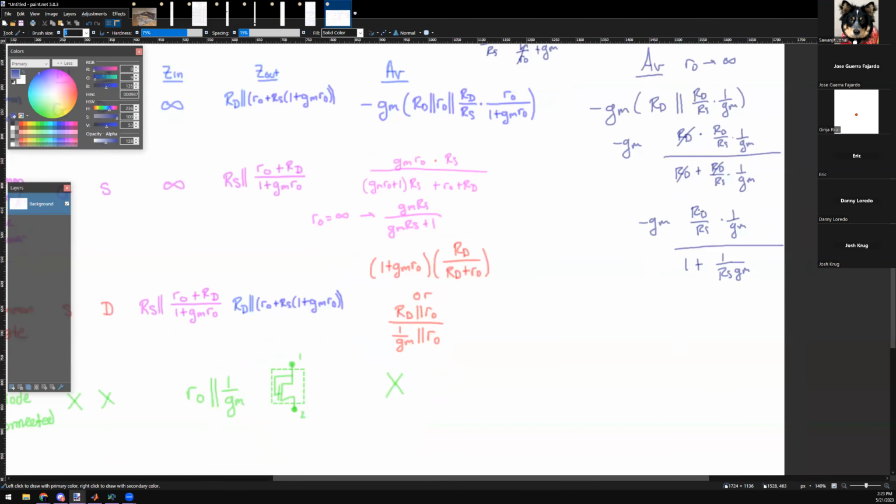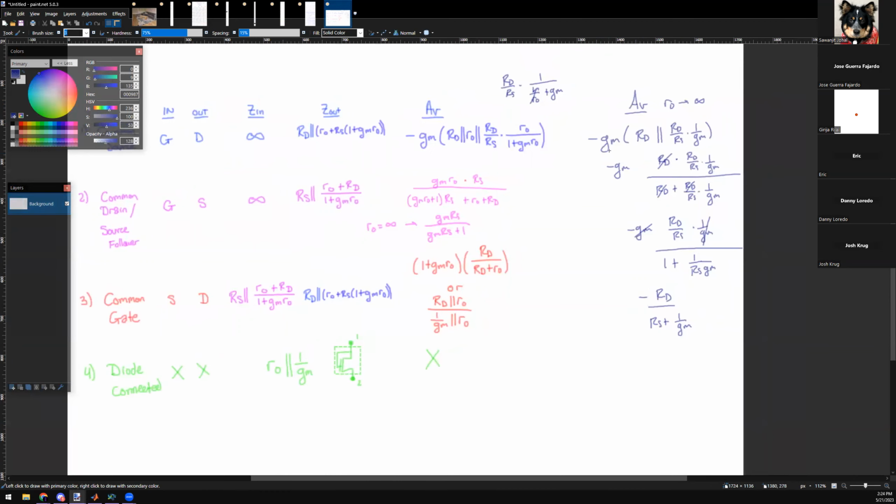And then from here, you could multiply through by this GM, and then multiply top and bottom by RS. So you get this. Is that better? It better be right. This is what you get. Something feels odd about it, but I think that's correct. That's what it simplifies down to.